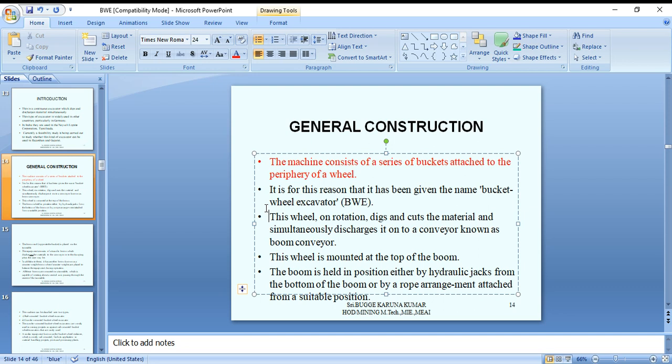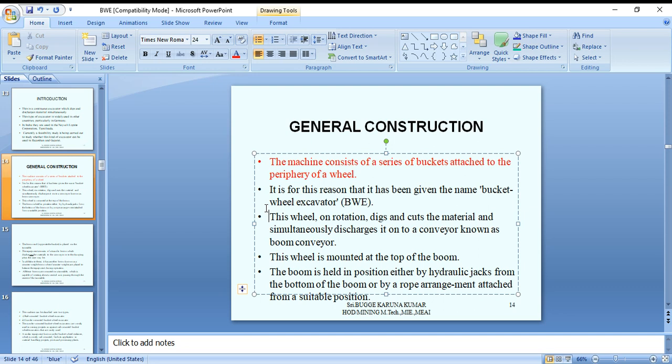This wheel, on rotation, digs and cuts the material and simultaneously discharges it onto a conveyor known as a boom conveyor. This wheel is mounted at the top of the boom. The boom is held in position either by hydraulic jacks from the bottom of the boom or by a rope arrangement attached from a suitable position.